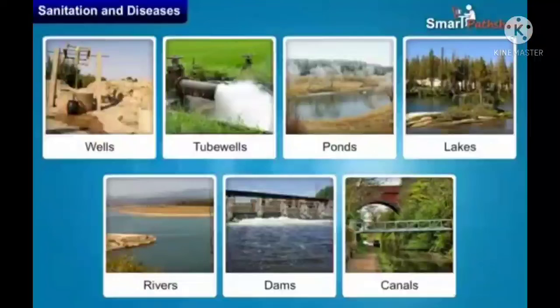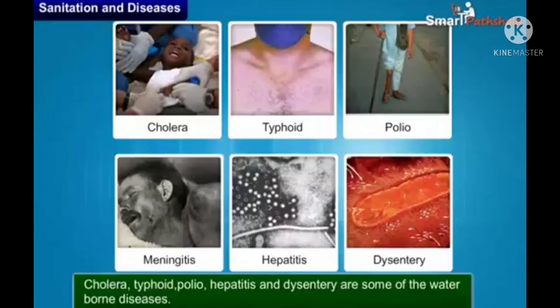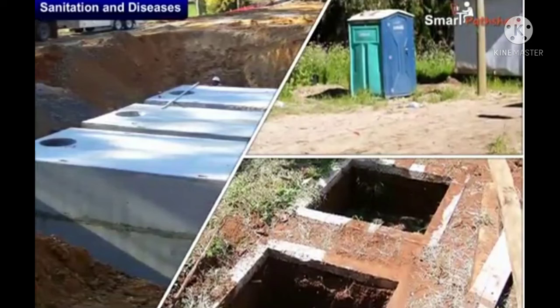As you know, groundwater is a source of water for wells, tube wells, ponds, lakes, rivers, dams, canals, etc. If groundwater gets polluted, this may result in waterborne diseases like cholera, typhoid, polio, meningitis, hepatitis, dysentery, etc. To improve sanitation, low-cost on-site sewage disposal systems are being encouraged. For example, septic tanks, chemical toilets, composting pits, etc.